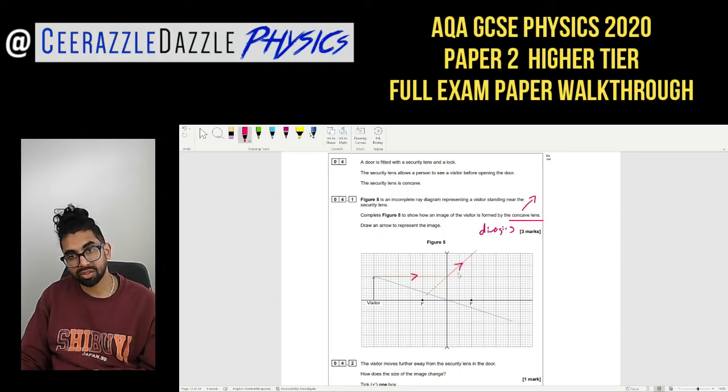And don't forget the arrows. So obviously the ray of light goes straight down for this one, and this one goes straight off at an angle. And then extrapolating this line backwards over here, this is where the image is formed. That's where the image is formed, and that's 3 marks.